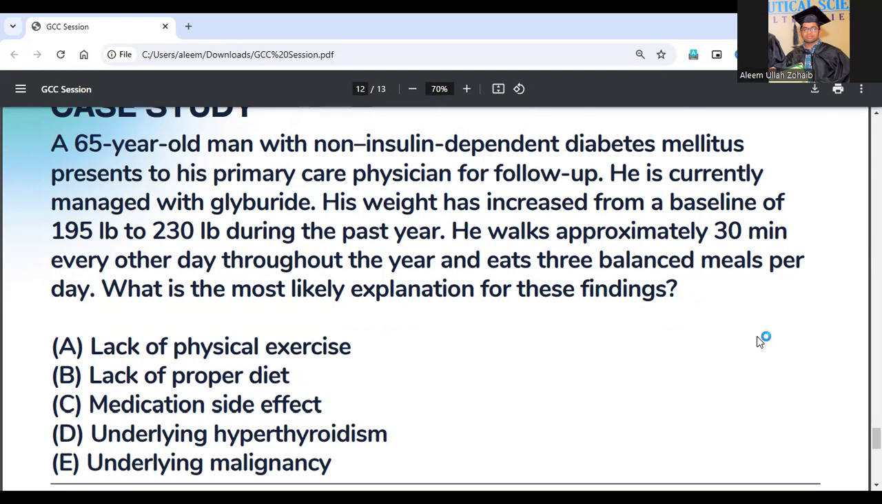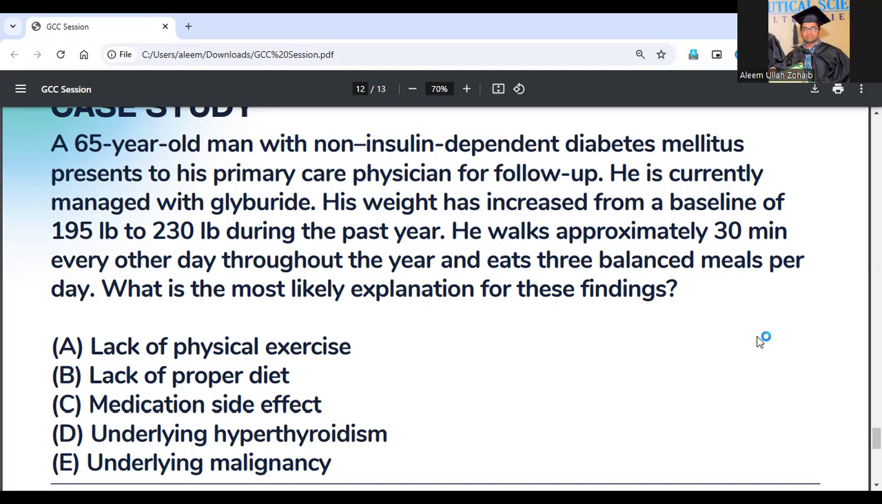Hyperthyroidism decreases the weight, not increases. So it is contrary to the question that states the weight is increased. Underlying malignancy is also not the cause. It doesn't cause a weight gain. It becomes contrary. So considering the options, we can think of the medication side effect.